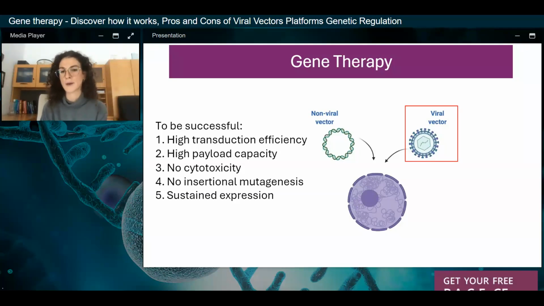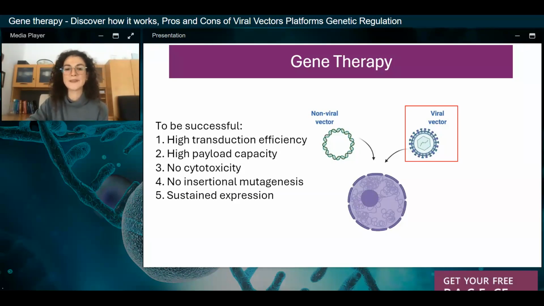And what are the requirements for a good transfer vector? So it has to show high transduction efficiency for the target cell, high payload capacity to accommodate large genomic DNAs. It should be safe and immunologically inert. It should not cause any insertional mutagenesis, and should provide sustained expression of the transgene.